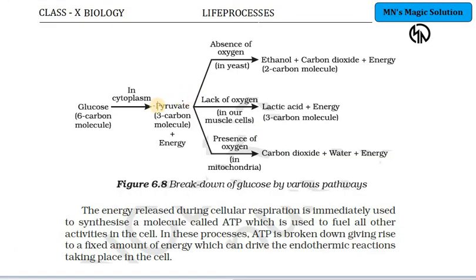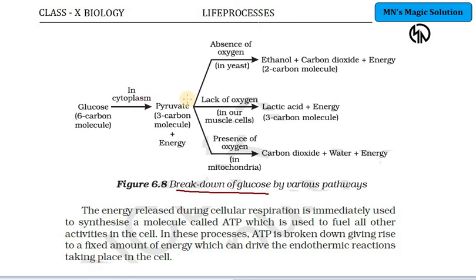So this is the most important part of respiration: how glucose is broken down in the living cells to provide energy. Here is a flow chart of the breakdown of glucose by various pathways. In this flow chart, at the first level, in the cytoplasm of the living cell, glucose, a 6 carbon molecule, is broken down into pyruvate, which is a 3 carbon molecule. In the process, you get some amount of energy.